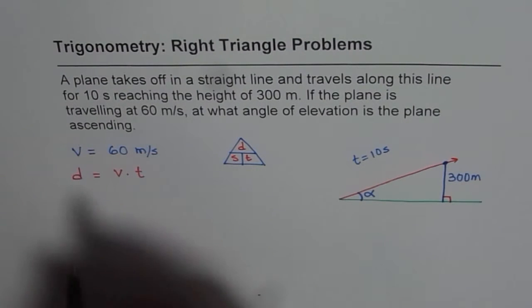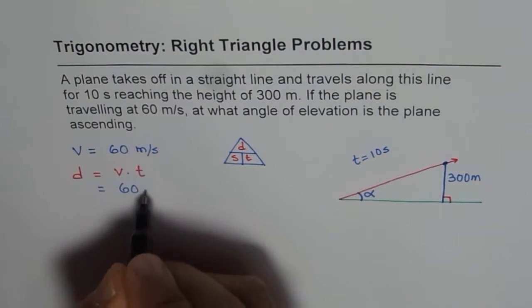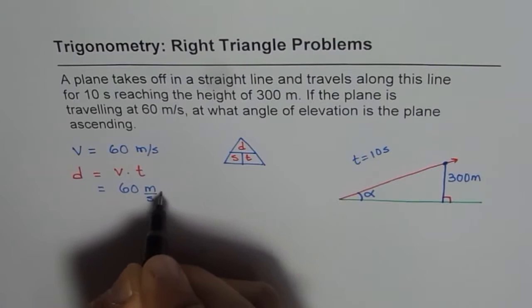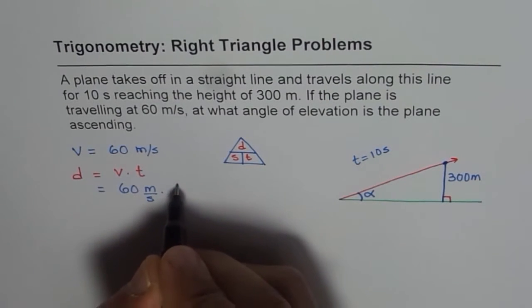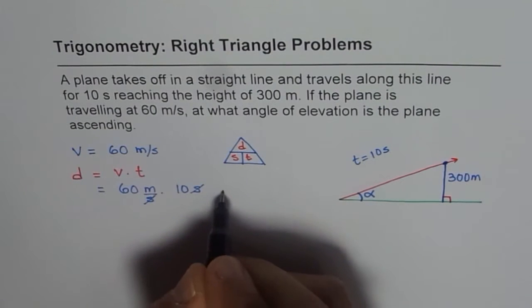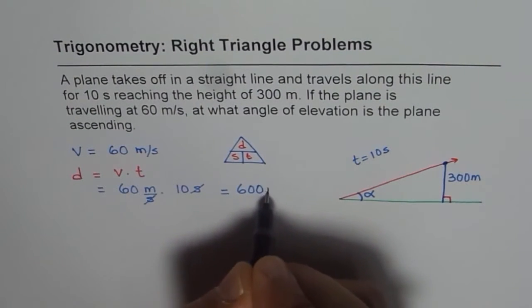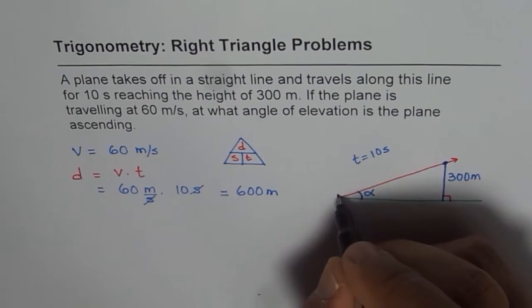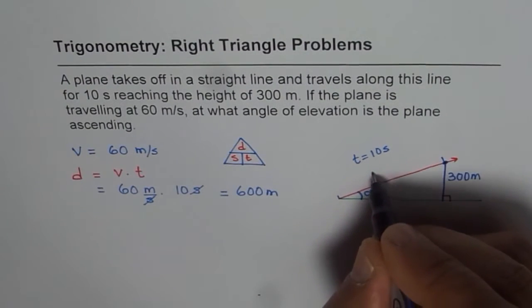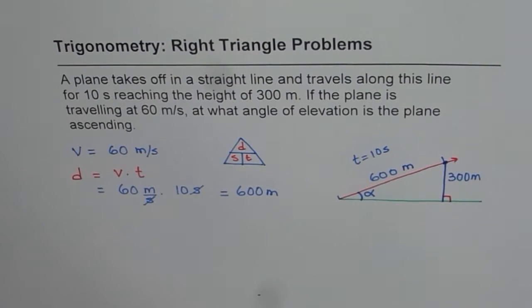So now distance will be velocity of 60 meters per second and time is 10 seconds. 10 and 10 cancel and we get a distance of 600 meters. So this distance from here to here will be 600 meters. It's important here to find the distance with given time and velocity.